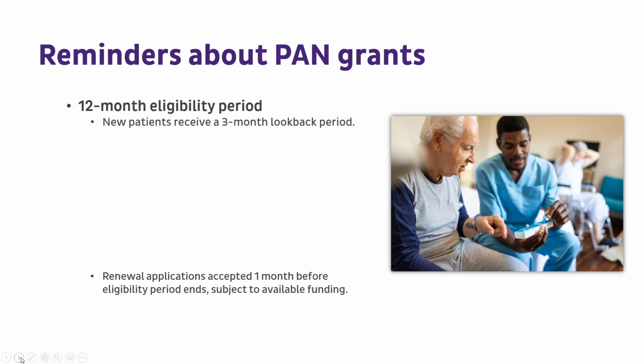So here are a few reminders about PAN grants based on questions that we get often. Each PAN grant eligibility period is for 12 months. So it's a 12-month period. However, for first-time enrollees to any disease fund, we provide a 90-day look-back period to allow reimbursements for claims you may have acquired before contacting us.